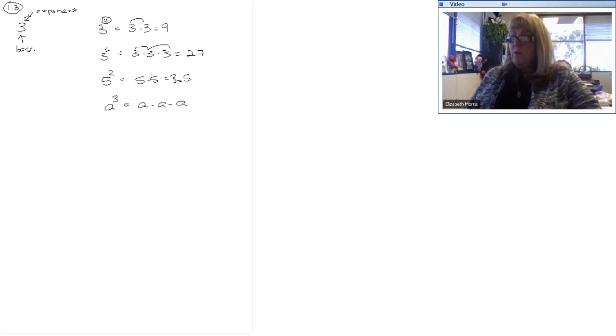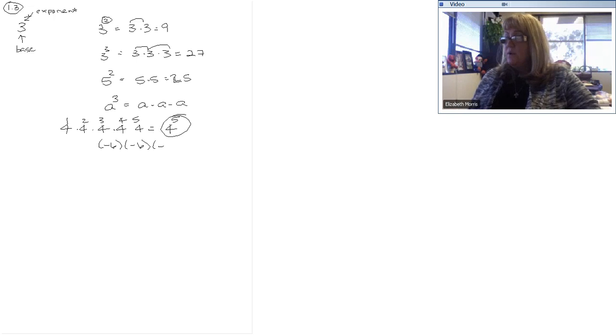Now we can go the other way and say, what if I had 4 times 4 times 4 times 4 times 4? Rewrite it with exponents. 1, 2, 3, 4, 5. There's 5 of them, so it's 4 to the 5th. Or if I had negative 6 times negative 6 times negative 6, I could rewrite that as negative 6 cubed. That's something I want you to be very aware of.